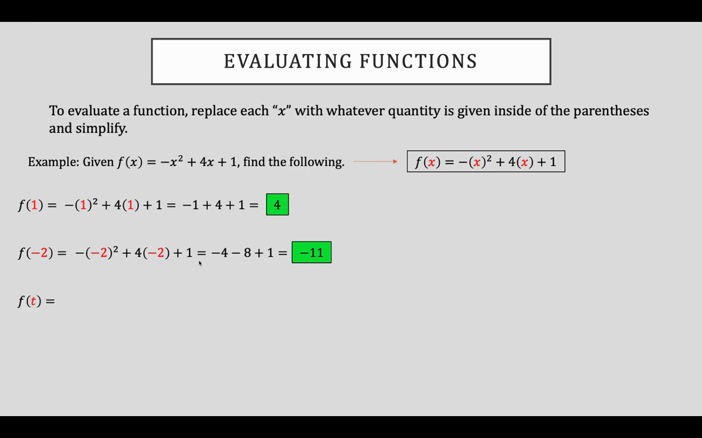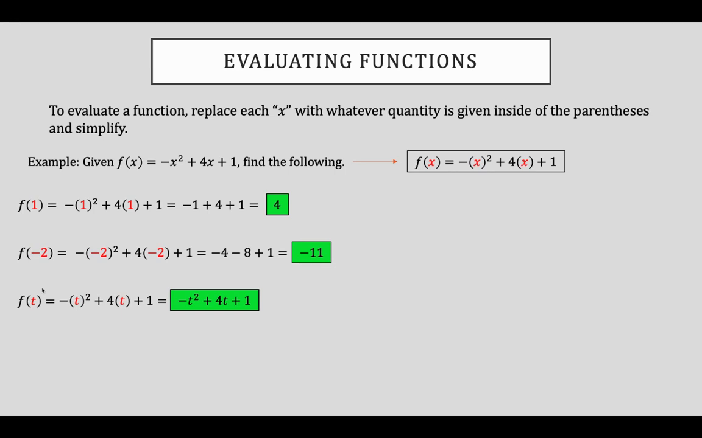Now, let's take a look at this one. F of t. Well, the same concept applies. Whatever we see inside of the parentheses, that is what we are going to substitute in for x. And so what's inside of the parentheses here? We have a t. So what are we going to do? Substitute that in wherever we see an x. Negative parentheses t squared plus 4 parentheses t plus 1. Now in this case, not too much simplification that we can do. We end up with negative t squared plus 4t plus 1.